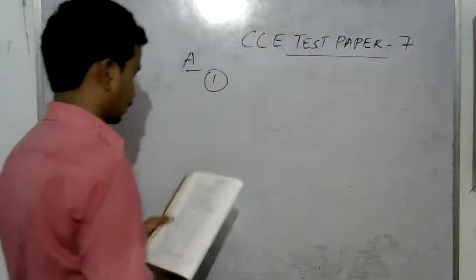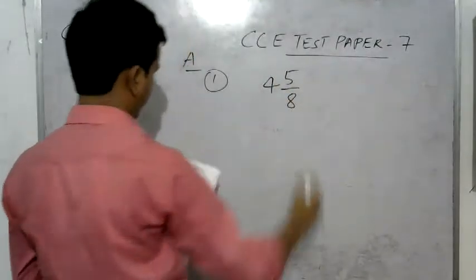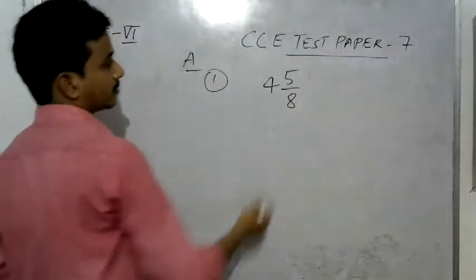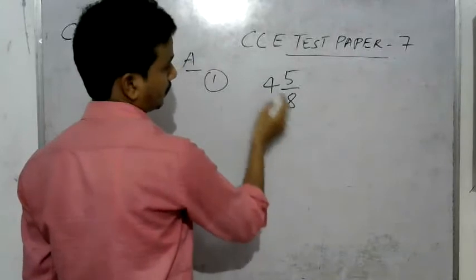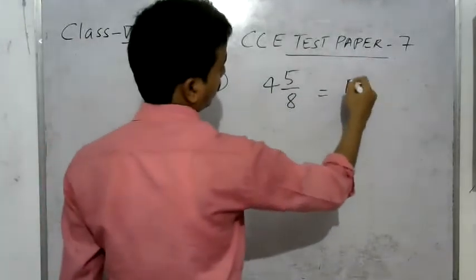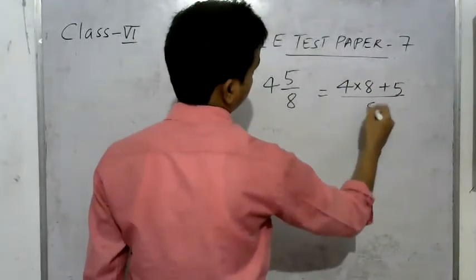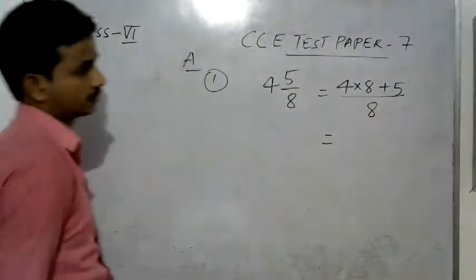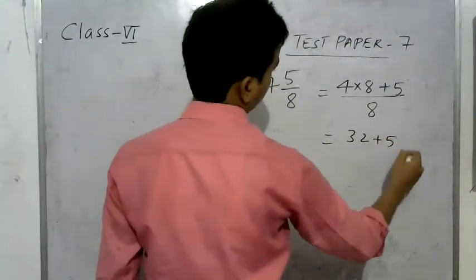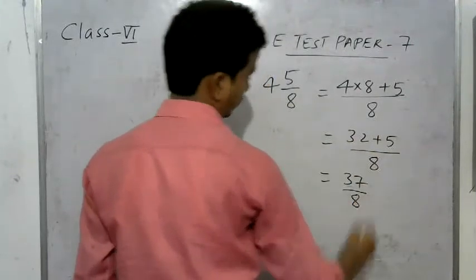So see, question number 1. We have to convert 4 whole 5 by 8 into a decimal fraction. So how will we convert into a decimal fraction? First, we will convert this mixed fraction into improper. So this will be equal to 4 into 8 plus 5 by 8. Now, this will be equal to 32 plus 5 by 8. Now, this will be equal to 37 by 8.